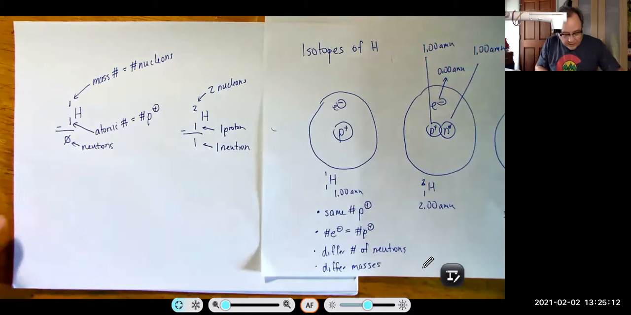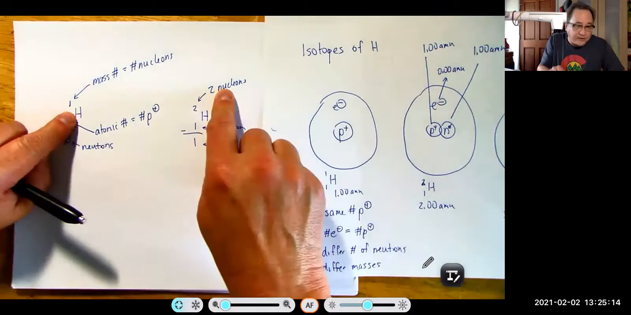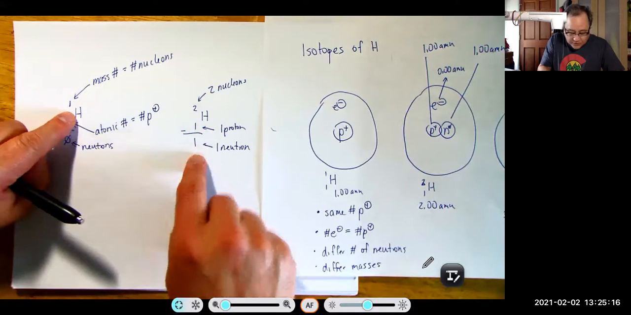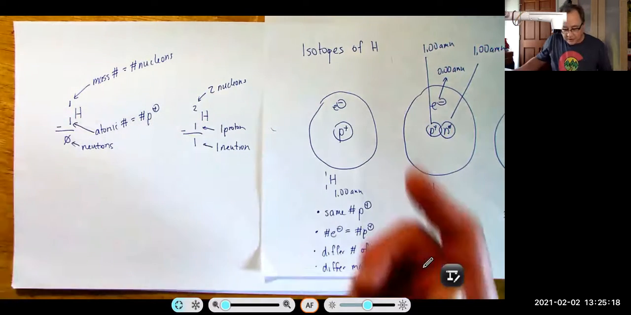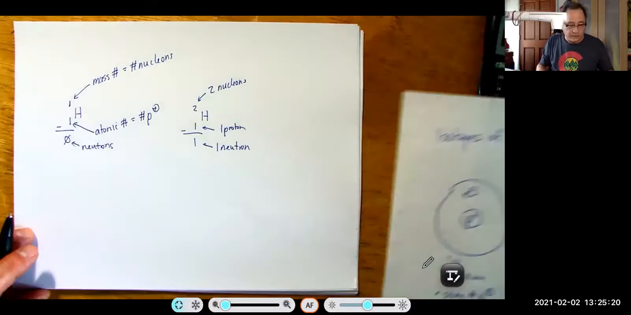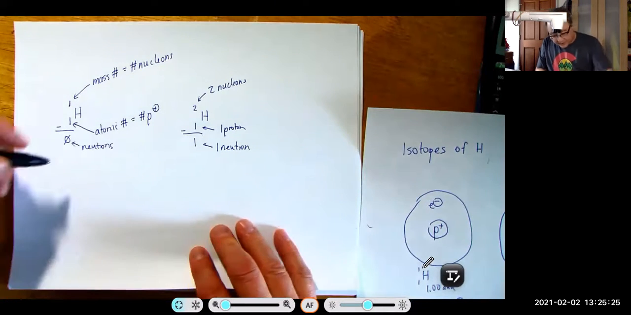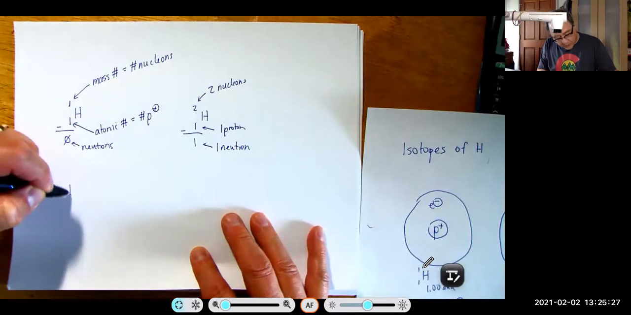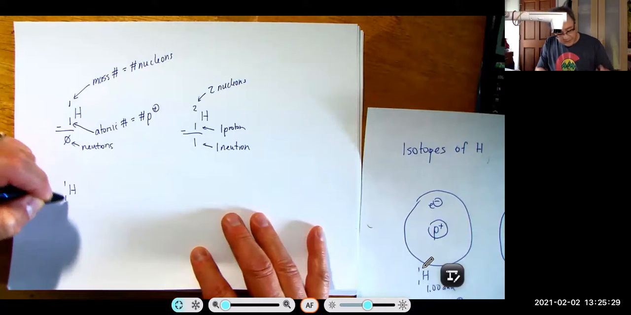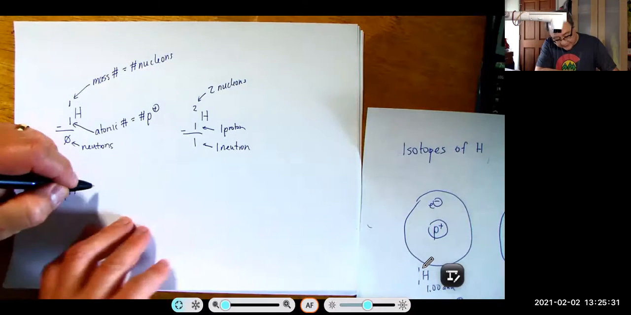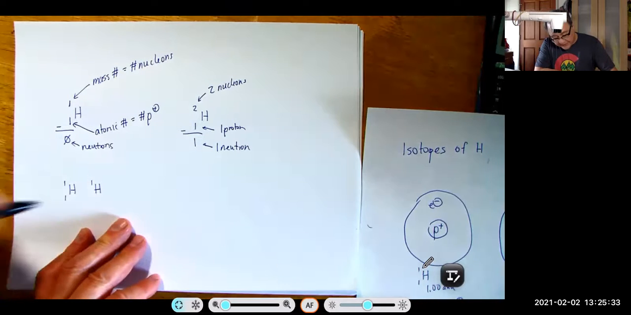Now, remember, each nucleon weighs 1.00, so overall, this one weighs 2, this one weighs 1. So that's a quick little overview of isotopes. And the other thing I'm going to tell you very quickly is that for these 3 isotopes, there is another way to write them. You can write it like this or like this.